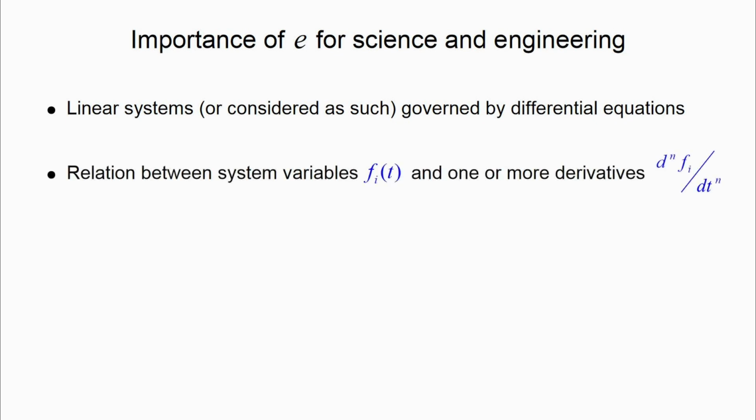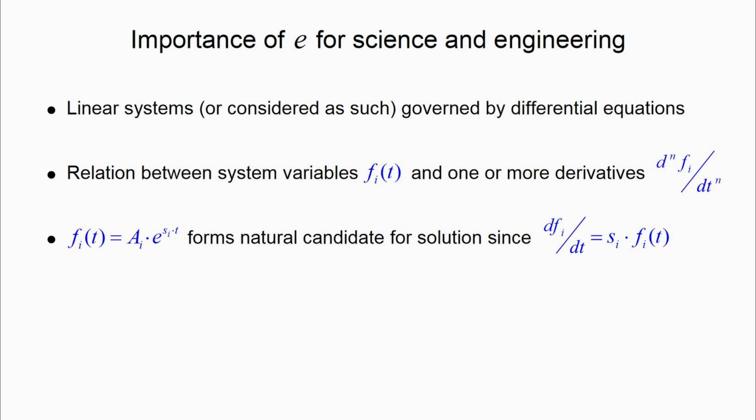Such linear differential equations describe a relation between a number of time-varying system variables f_i of t and one or more of their derivatives of any order, like df_i over dt, d2f_i over dt squared, and so on. The natural candidates for the solution to such differential equations are of the form a times e to the st, because their derivatives are proportional to themselves and are actually s times as large. Likewise, the second derivative is s squared times as large, etc.